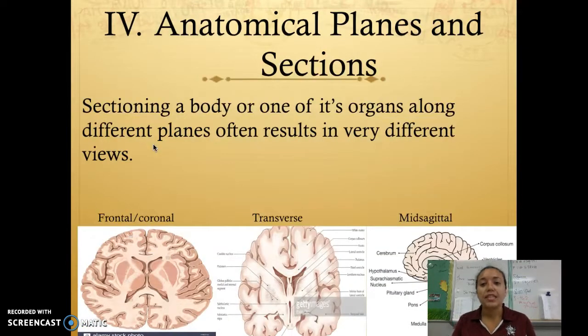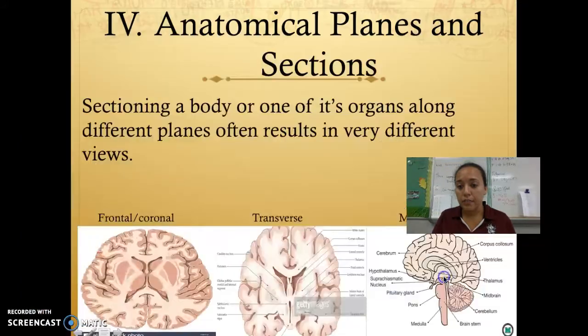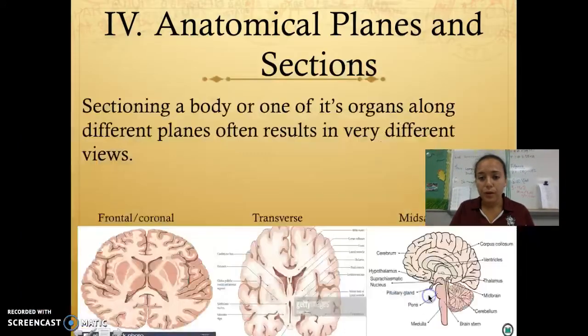Okay, so the next portion is anatomical planes and sections. So this is a sectioning of the body or an organ along different planes, often results in different views. So if you take a look here, I'm going to move this out of the way here so you can see the picture. Okay, so you have three different ones. So you have frontal or coronal. So this is the brain.